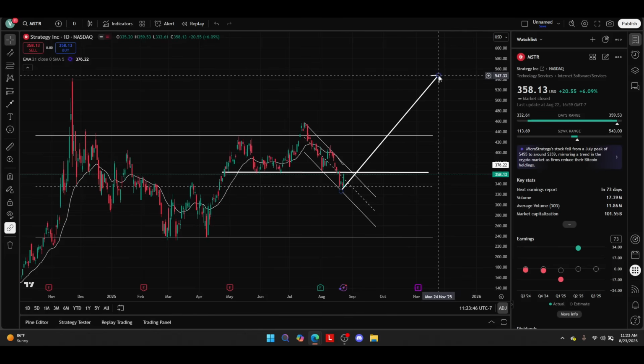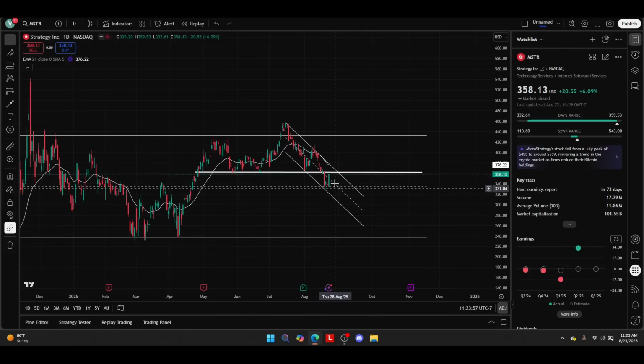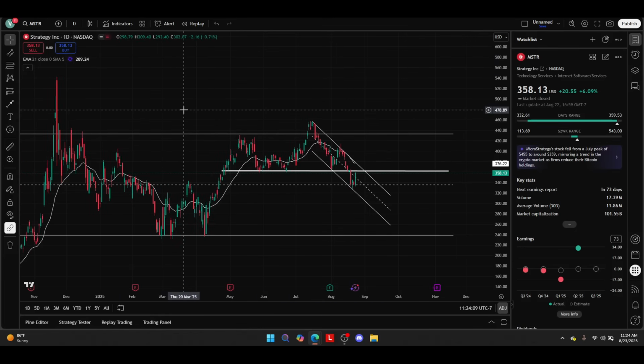That would be right around the all-time high, 547. Who knows how long, but that would be the next possible leg up higher. So let's see what happens for MSTR right now. It's looking pretty good, and you want to see the bearish patterns invalidated. You want to see it break that bearish downtrend and get back above the 360 level. So that's all I see for MSTR on the daily charts.